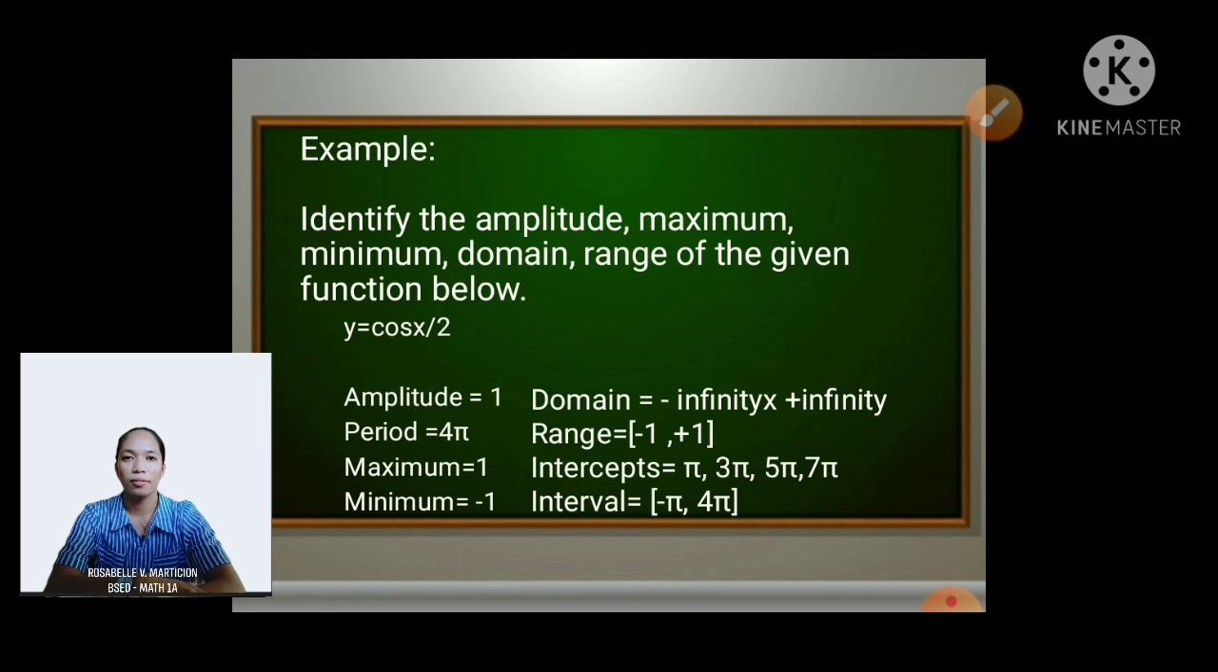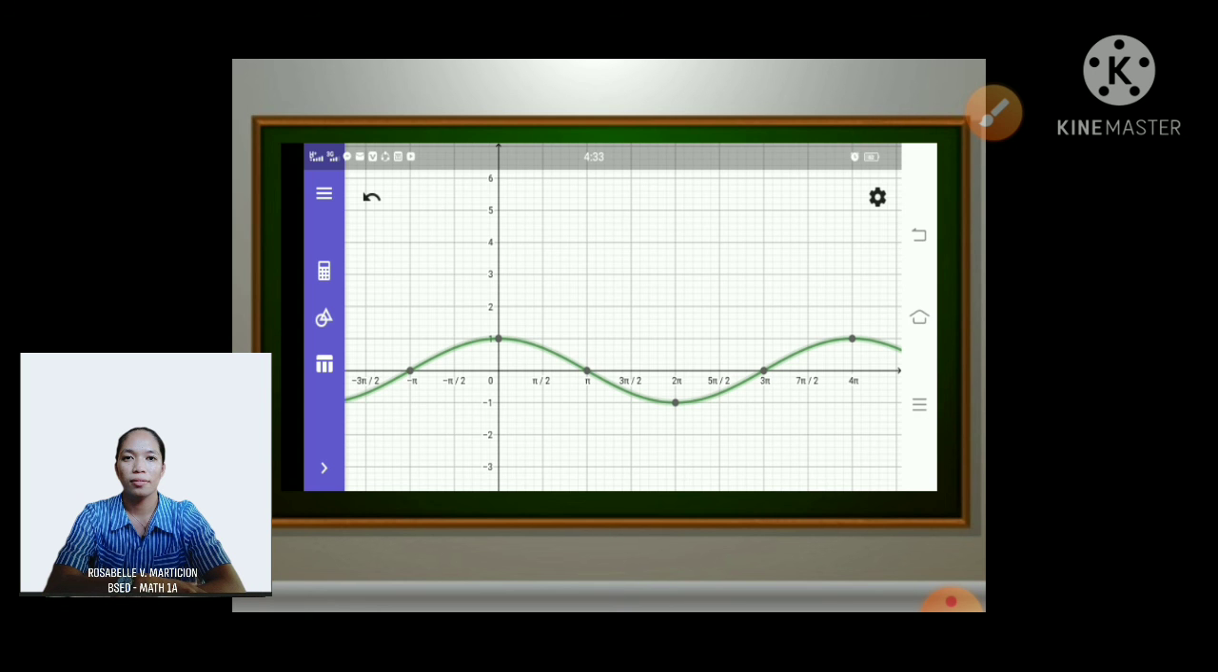And the domain is negative infinity to positive infinity. And the range is negative 1 to positive 1. And the intercepts are pi, 3 pi, 5 pi, and 7 pi. And the interval is negative pi to 4 pi. So the graph looks like this one.